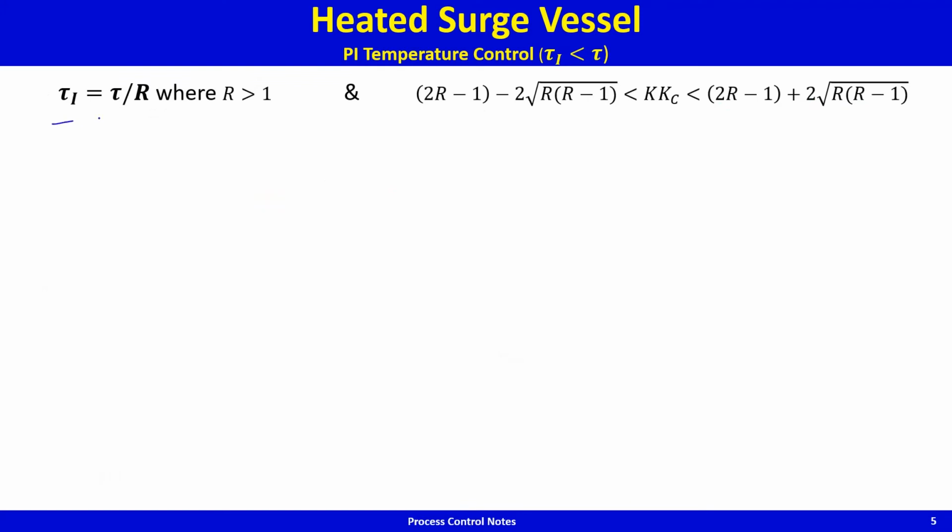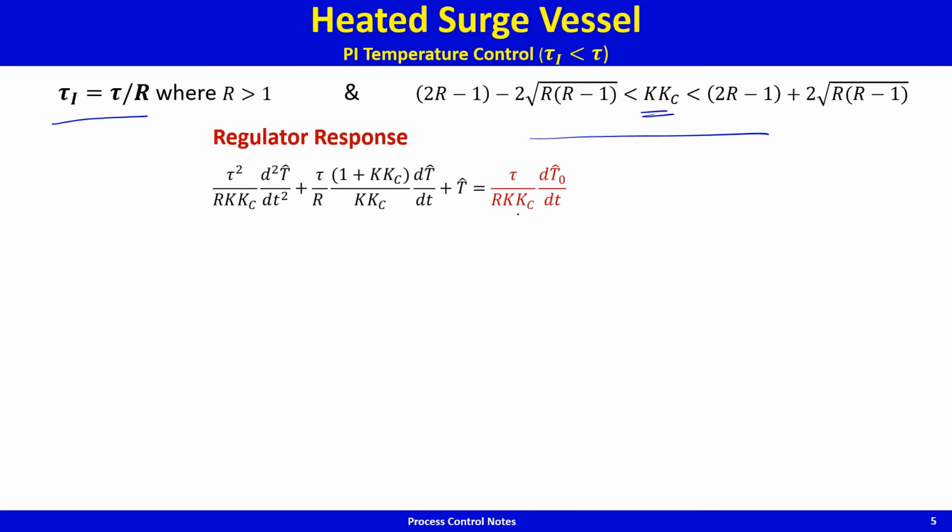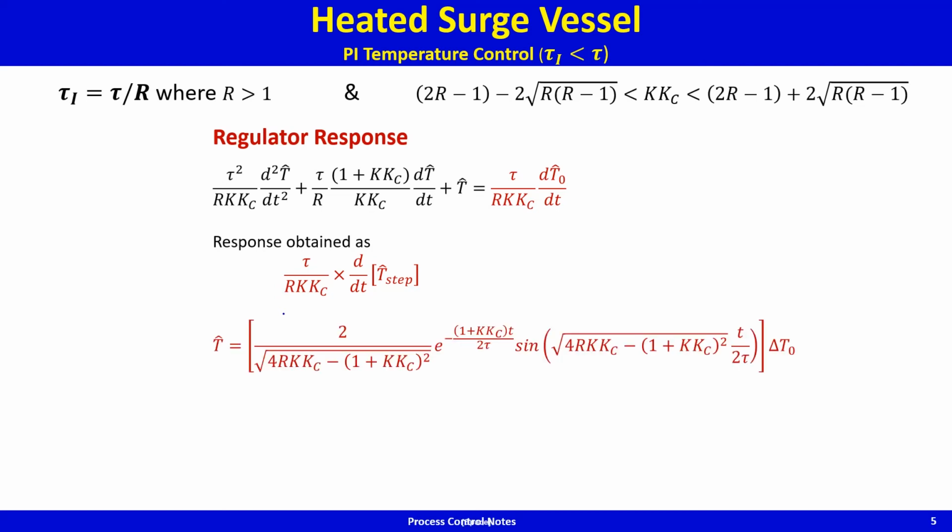when tau I is less than tau and kkc has been chosen to lie between these, the regulator response will be governed by this guy. The right hand side forcing function is not a step but the derivative of a step times a constant. So the solution is going to be the derivative of the step response times the constant. And if you do the necessary algebra, yeah, so this is what we got.